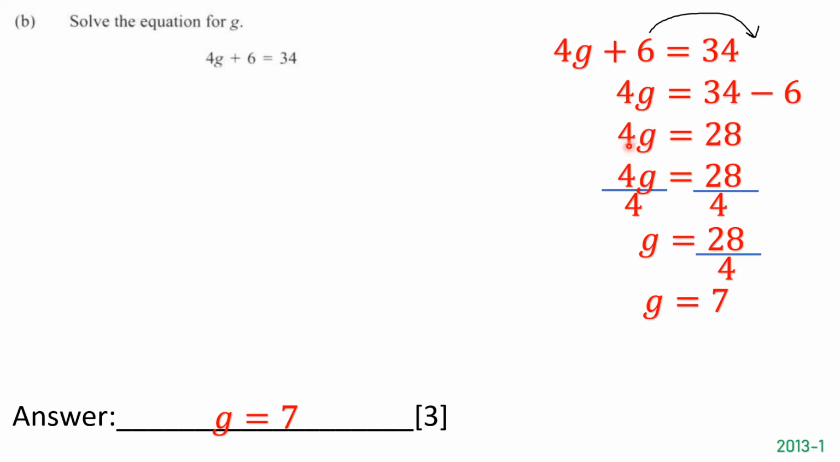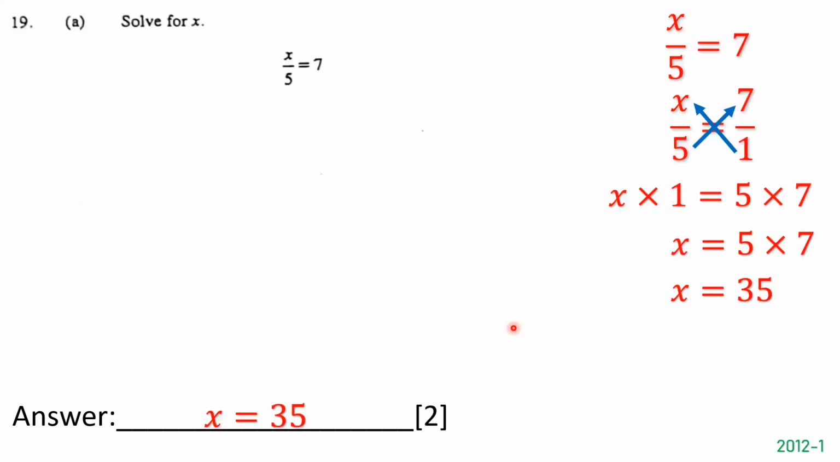Now here we have to divide both sides by the coefficient of g, which is 4. So we have to divide both sides by 4. Dividing both sides by 4, we cancel out these two. So 4 and 4 cancel. So we're just left with 28 divided by 4. And 28 divided by 4 is definitely 7. So g equals 7, and that's our answer here.